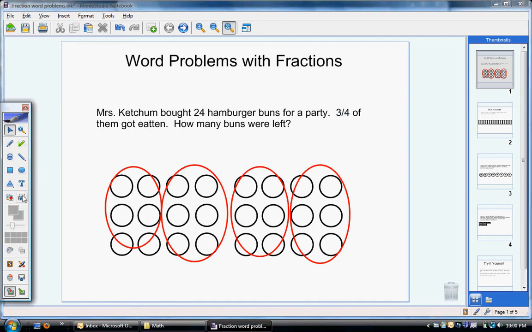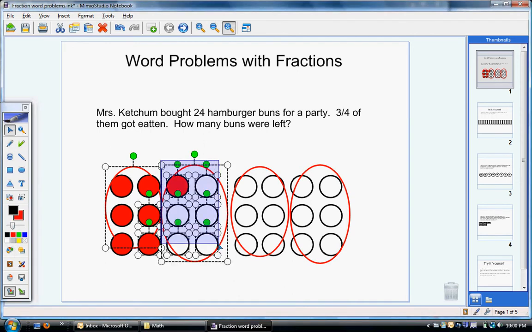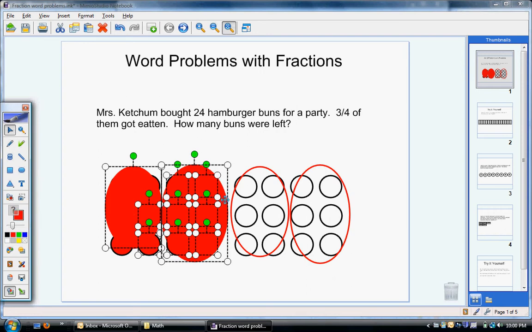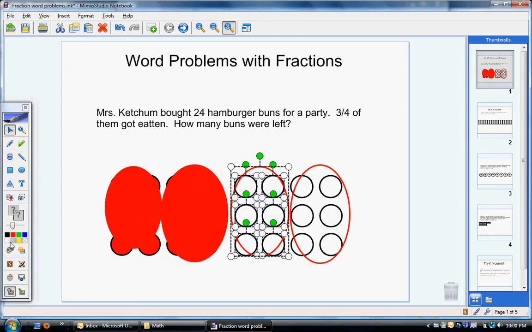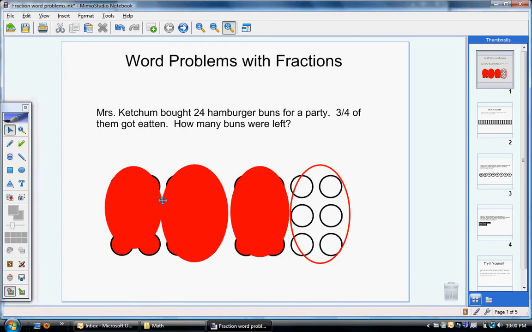Now 3 out of the 4 groups got eaten. So I need to go ahead and make sure that all the buns in 3 of those groups get eaten. So here I have 1 group that's getting eaten. Now I need 2 groups that get eaten. And then I need 3 groups that get eaten. Now I can see that 3 out of the 4 groups have gotten eaten.